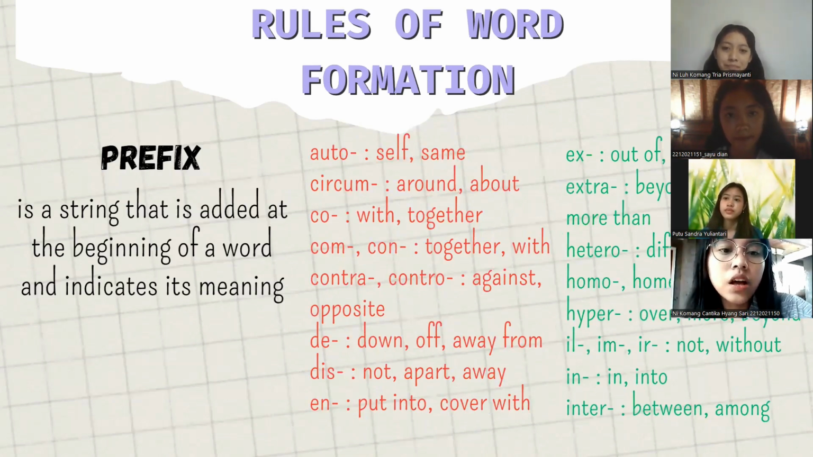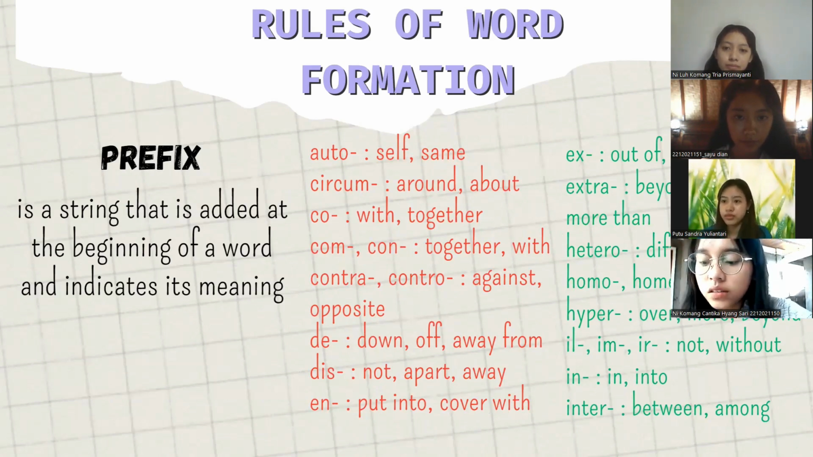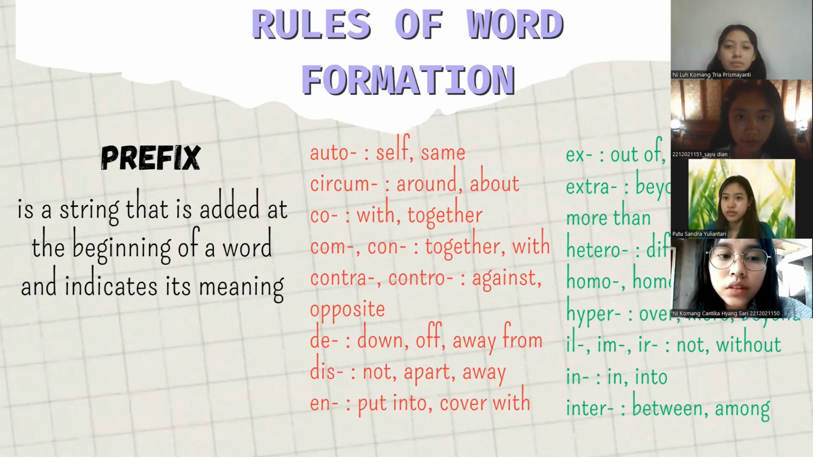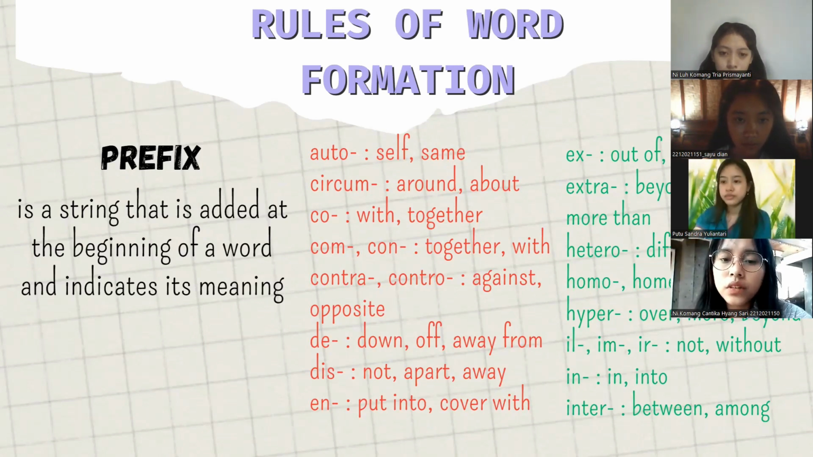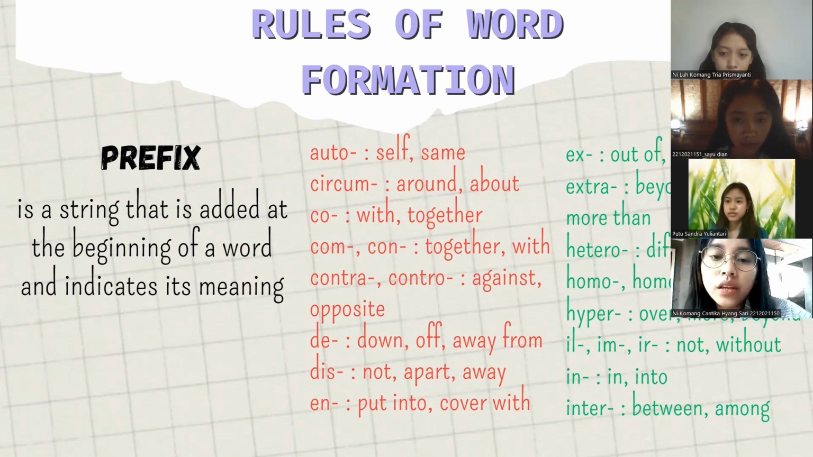Next is prefix. Prefix is a string that is at the beginning of a word and indicates its meaning. There are some common prefixes. Auto means self, same. Circum means around, about. Co means with, together. Com, con means together, with. Contra, counter means against, opposite. De means down, off, away from. Dis means not, apart, away. En means put into, cover with.